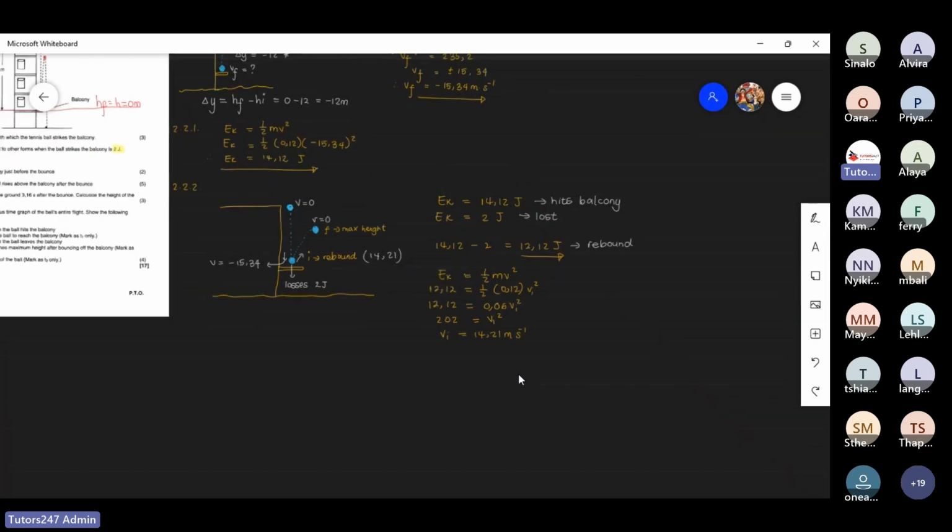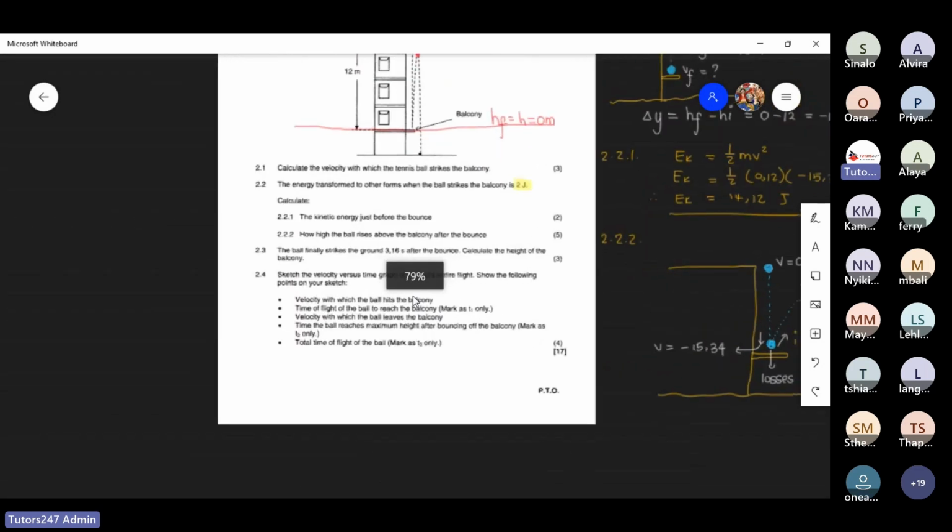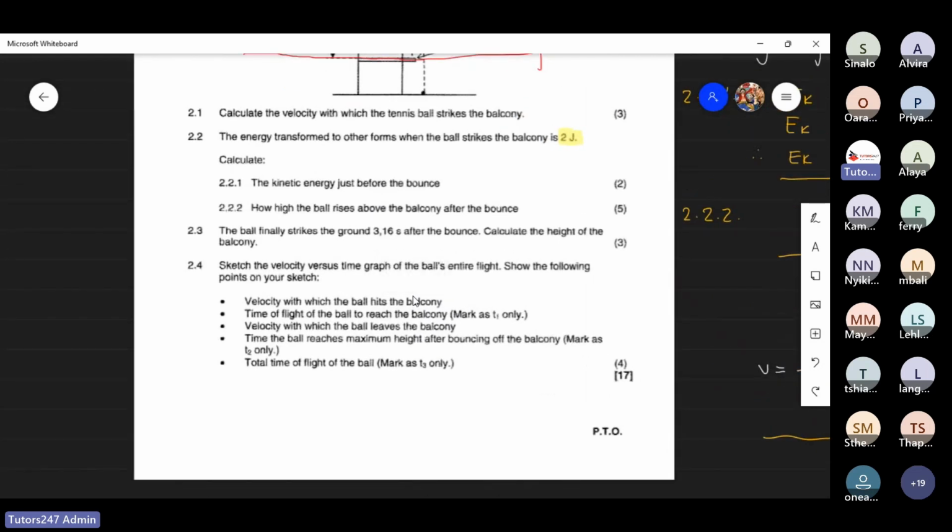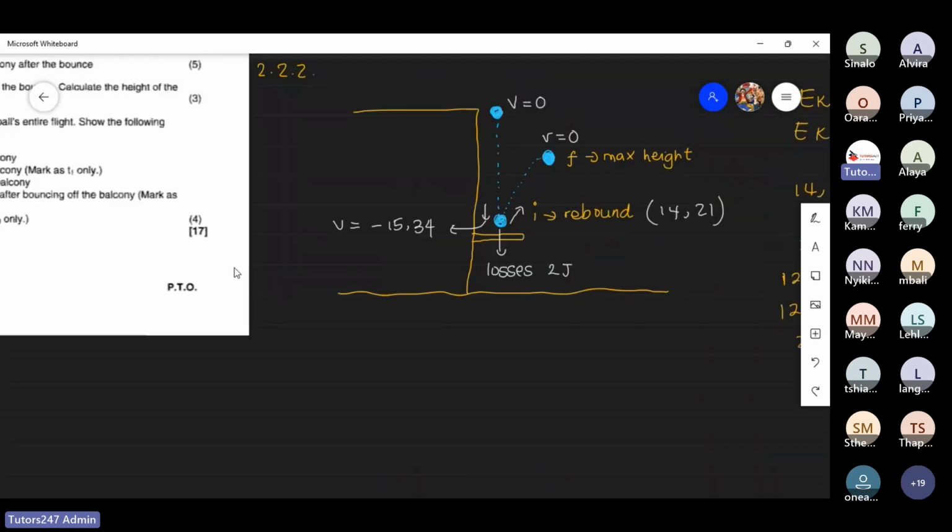So let us go back and read our question once more. Our question 2.2.2 states, calculate how high. Height is displacement, how long is time. So keep that in mind, it's important. So calculate how high, meaning calculate the displacement. Calculate how high the ball rises above the balcony after the bounce. So we need to calculate displacement.